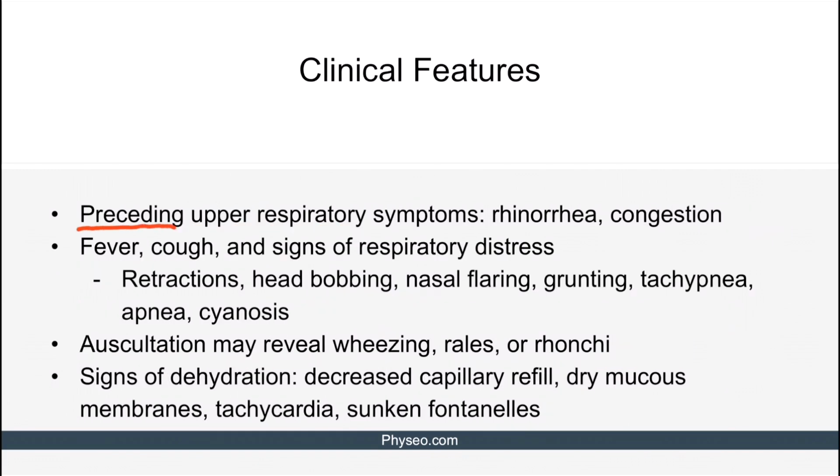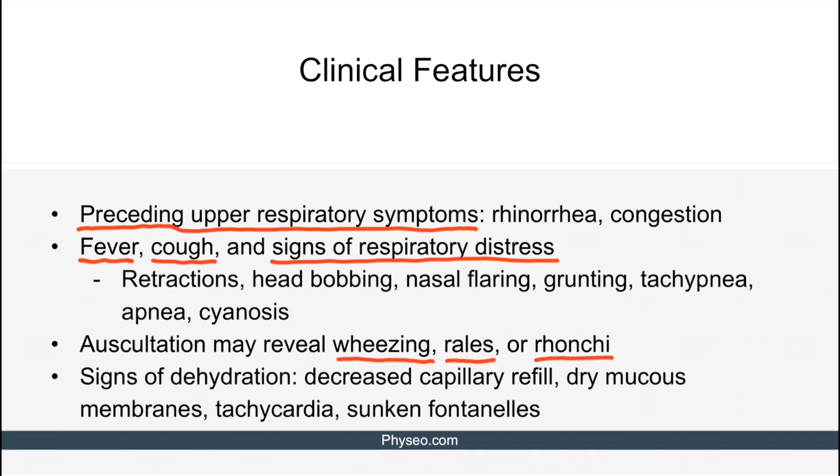It's often preceded by a few days of upper respiratory tract symptoms, such as rhinorrhea and nasal congestion. As the illness progresses, the patient will typically experience a fever, cough, and signs of respiratory distress if it's a severe case. These signs may include retractions, head bobbing, nasal flaring, grunting, tachypnea, apnea, and cyanosis. On auscultation of the lungs, you may hear wheezing, rales, or rhonchi.